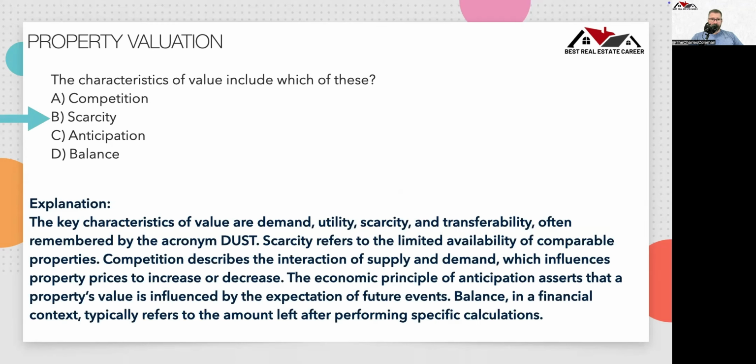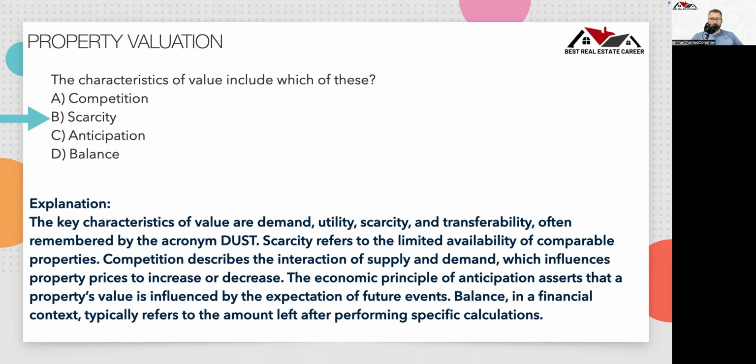B. The key characteristics of value are demand, utility, scarcity, and transferability, often remembered by the acronym DUST. Scarcity refers to the limited availability of comparable properties. Competition describes the interaction of supply and demand, which influences property prices to increase or decrease.